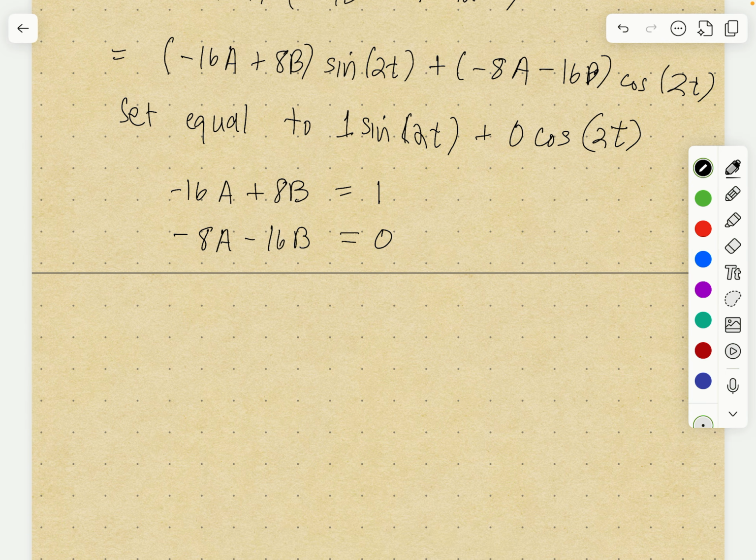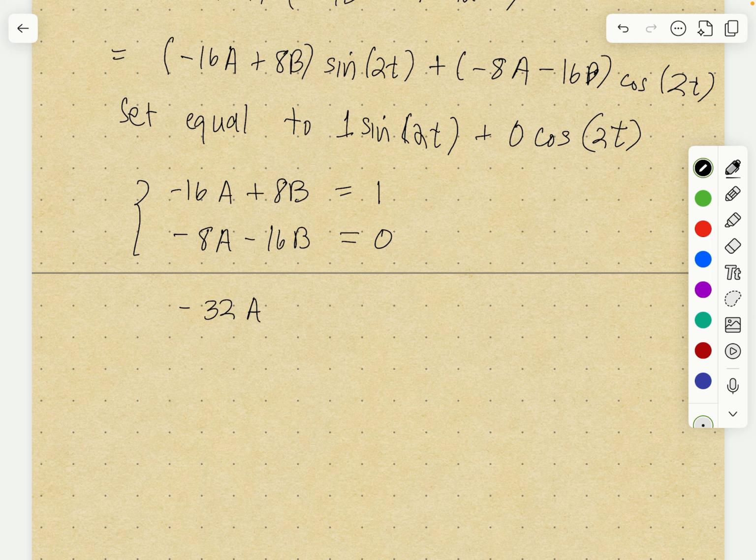Okay. So now I have to solve this. And I can solve this by multiplying the first equation by 2, because I can then add the equations to cancel out the b's, right? So if I multiply this first equation by 2, then I'm going to get a 16b, and when I add the first equation to the second equation, I'll get the cancellation with the b's. So let's multiply the first equation by 2.